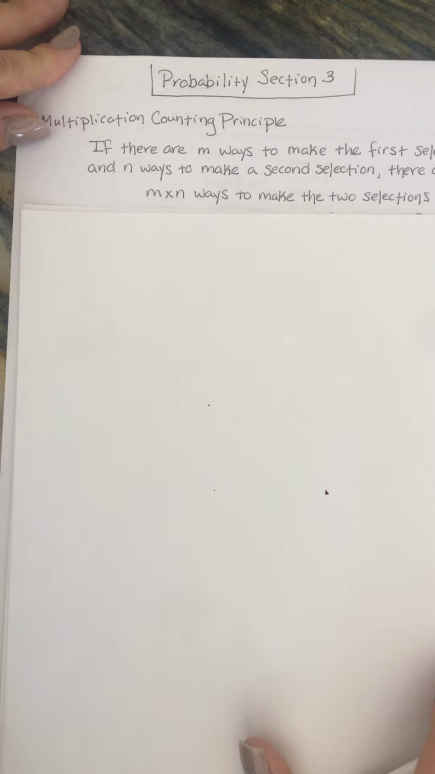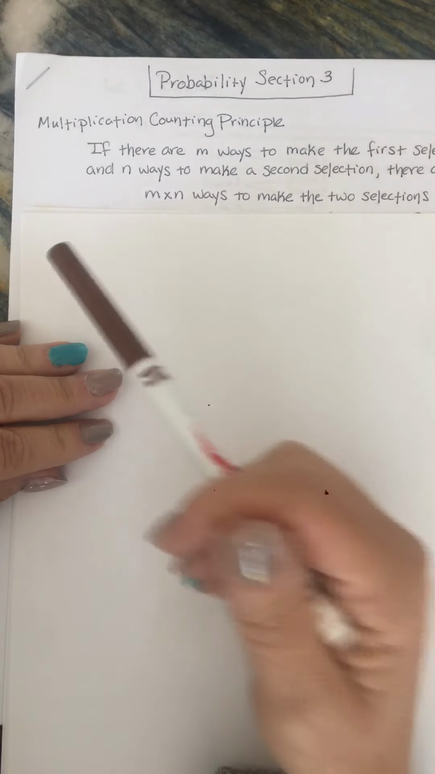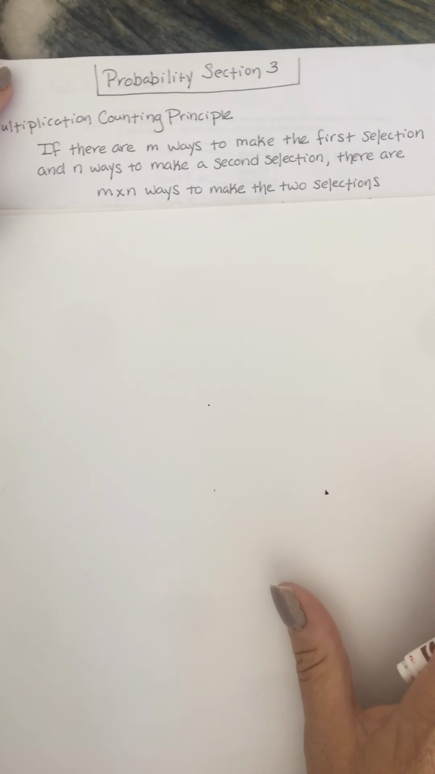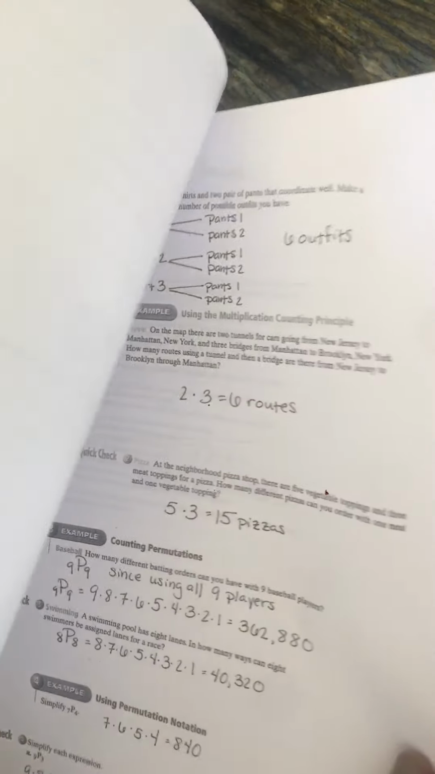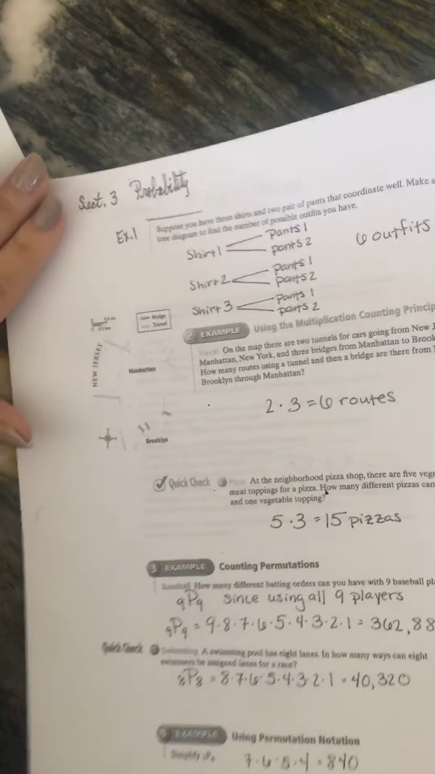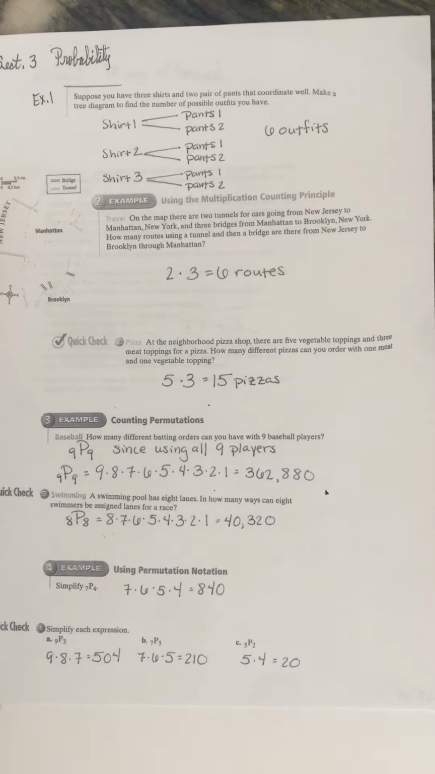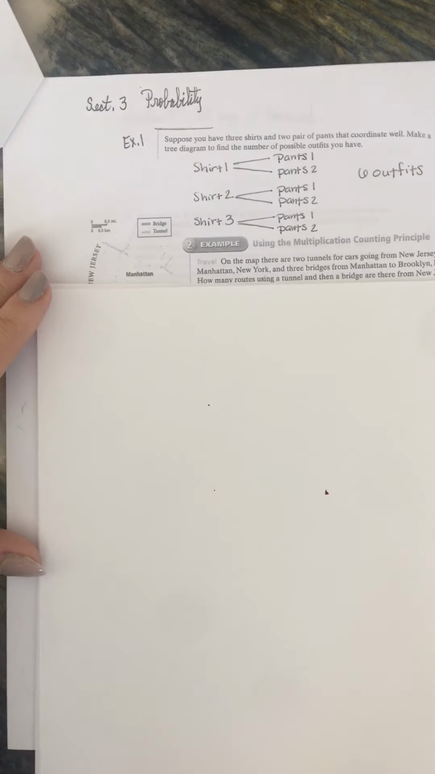If there are m ways to make the first selection and n ways to make a second selection, there are m times n ways to make the two selections. I know without context that really doesn't have a whole lot of meaning to you. So turn to example 2, and this will make a whole lot more sense, I think. Okay, here we go. Actually, let's do example 2 first.